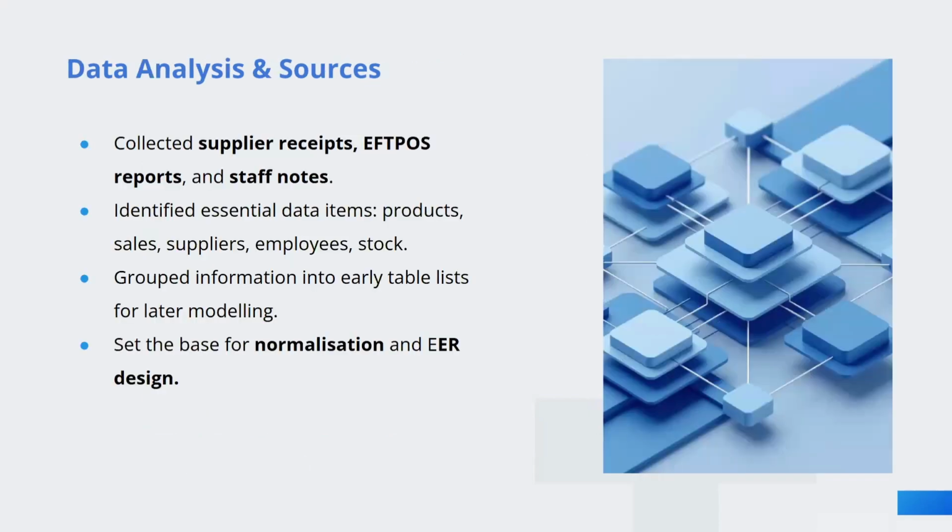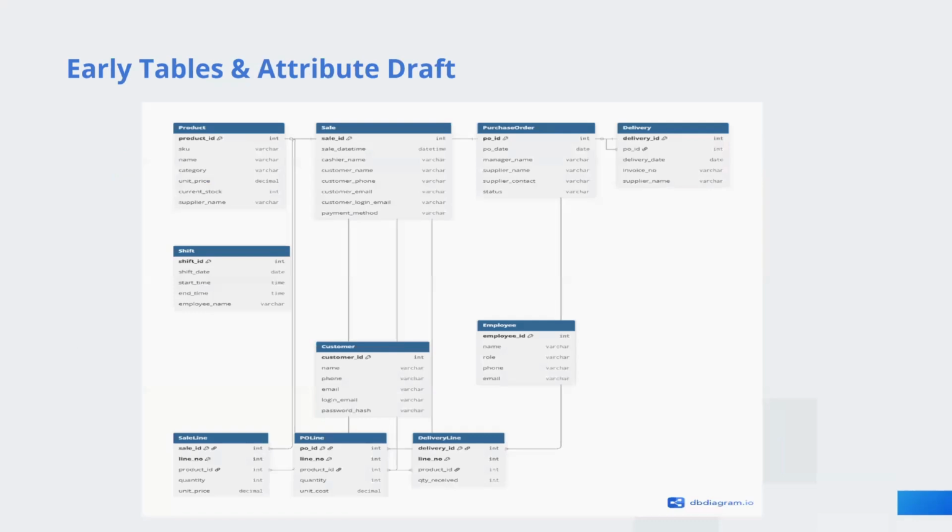Now, to solve these issues and build an accurate and useful database, we started by reviewing all the paper documents from the store, like supplier receipts, sheet summaries, and staff notes. We also had a meeting with the manager. From all this, we extracted all the key elements, and then we grouped them loosely into a table list, ready for further modeling and normalization. Now, in this slide, you can see our first version of the model, created right after analyzing the receipt and end of day data.